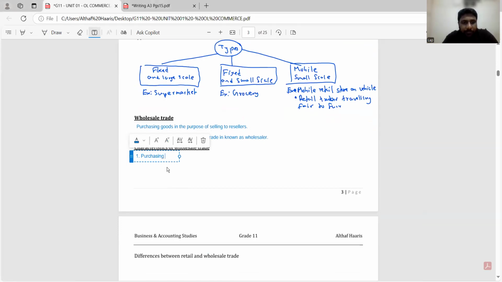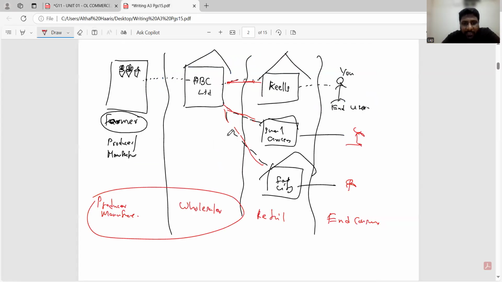Purchasing goods for the purpose of selling to a reseller. Second one, often sell large quantities. Again, people, you take this example.